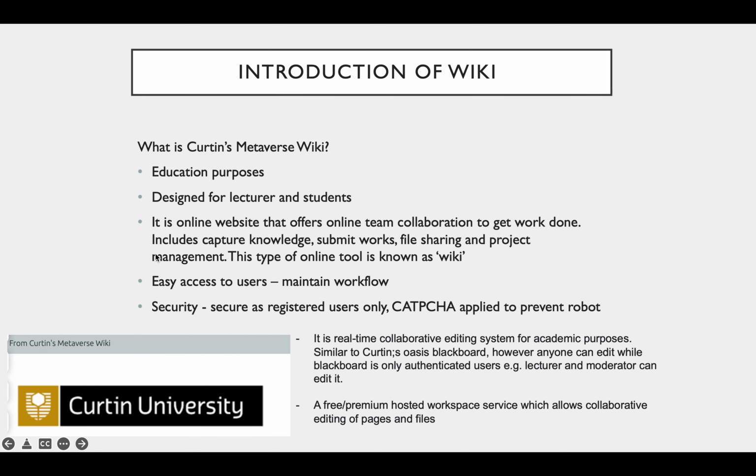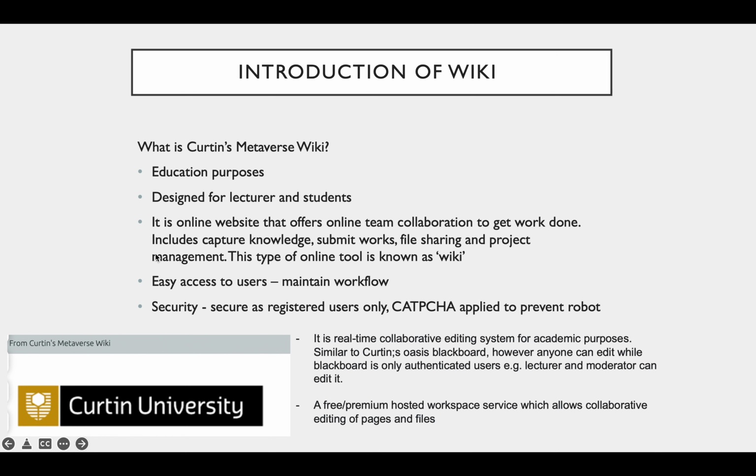So we'll go to the introduction of the wiki. What is the Curtin Wiki? It is for educational purposes, designed for lecturers and students, and is an online website for online team collaboration to get work done. It captures knowledge, submits work, and supports file sharing and project management.